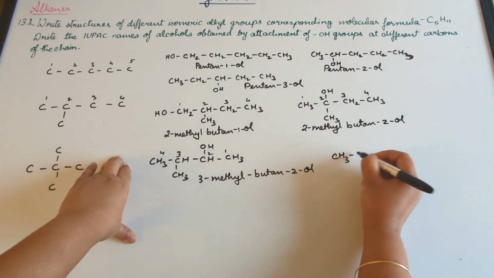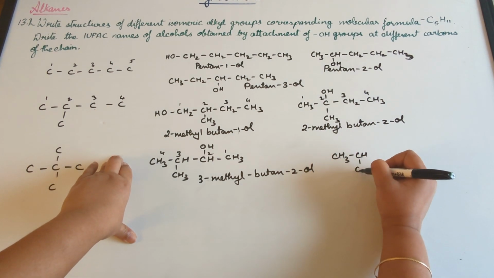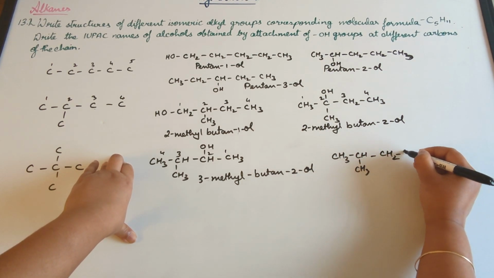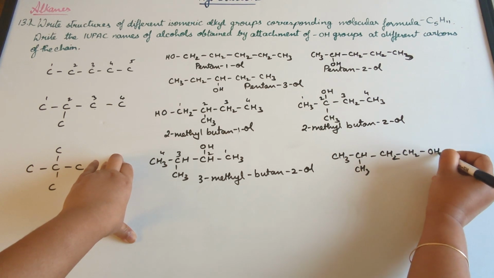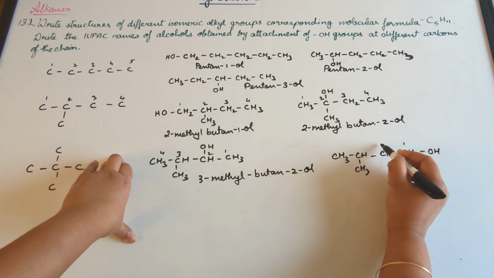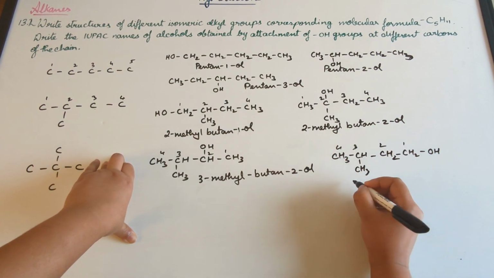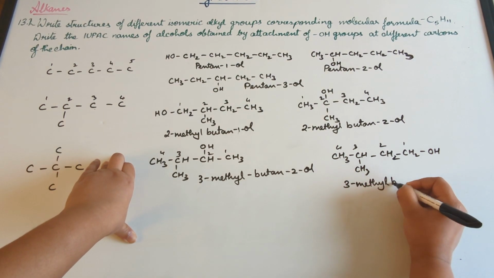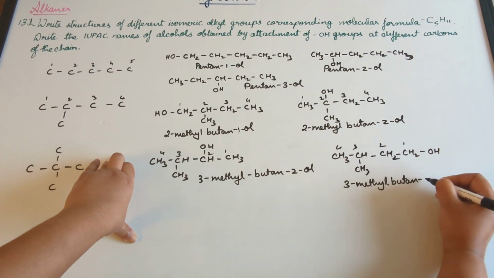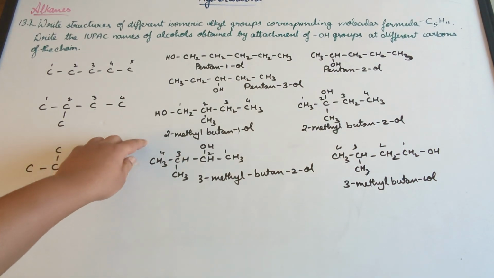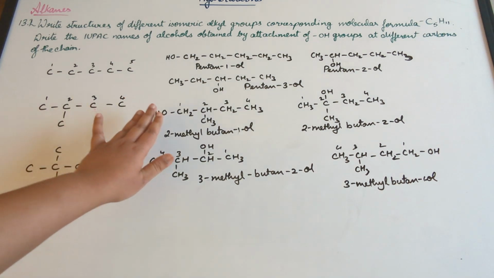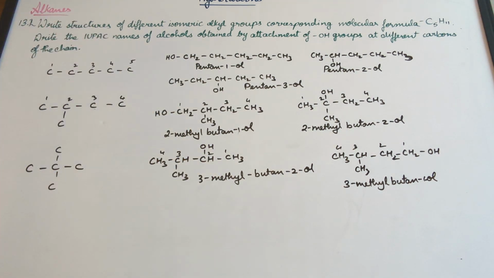And the last one is going to be attached to the fourth carbon atom. So CH3, CH3, CH2, CH2OH. So this obviously is going to get first priority. So you have 3-methyl butan 1-ol. Now notice 2-methyl butan 1-ol and 3-methyl butan 1-ol are different from each other. That's why we had to write the OH group attached to each and every carbon in the main chain.